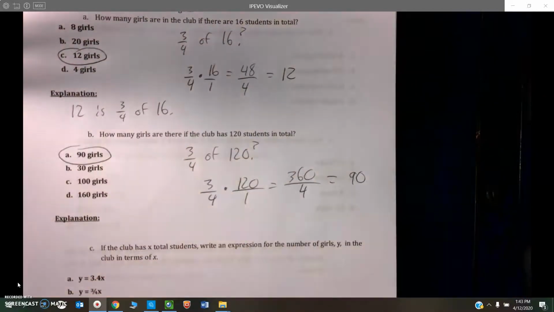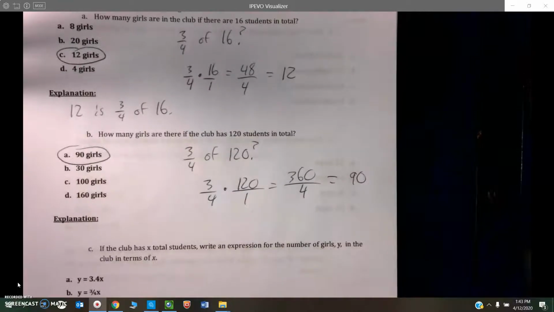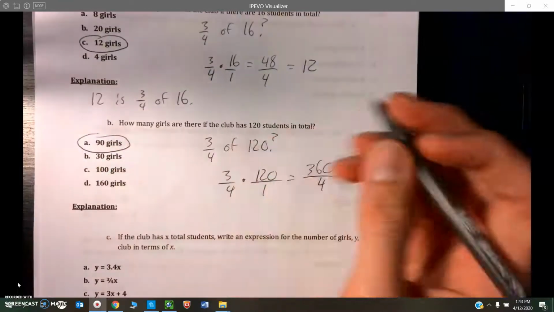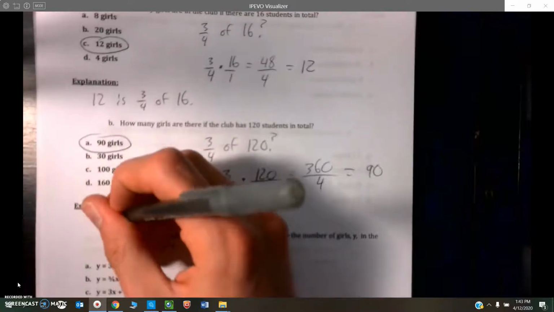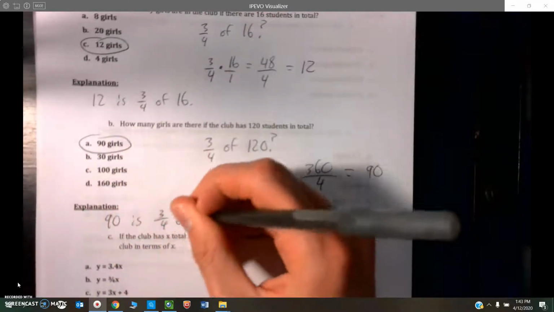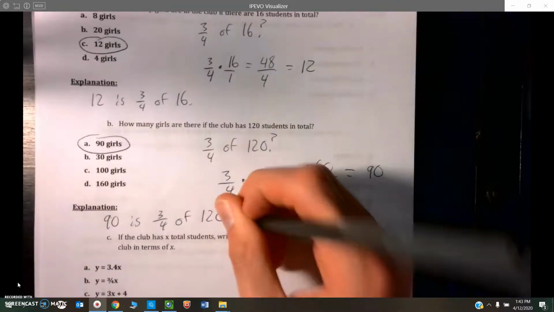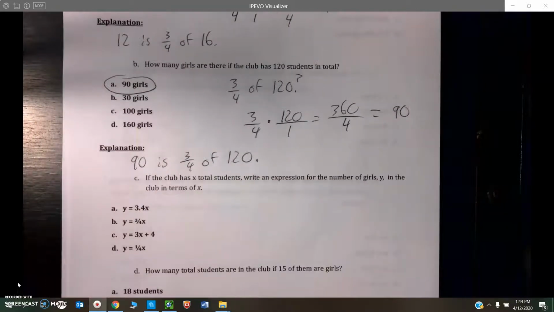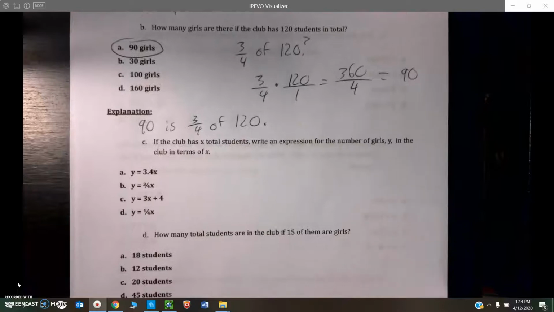So how many girls are there if the club has 120 students in total? There would be 90 girls, because 90 is 3/4 of 120. All right, now see if the club has X total students. Write an expression for the number of girls Y in the club in terms of X.